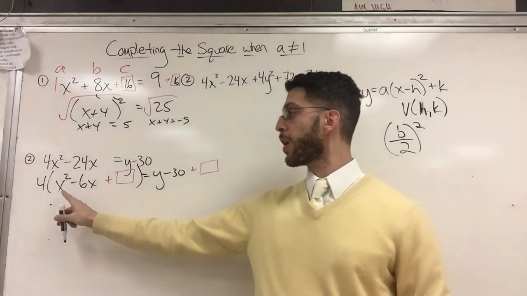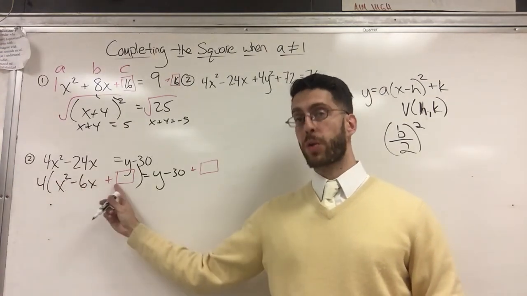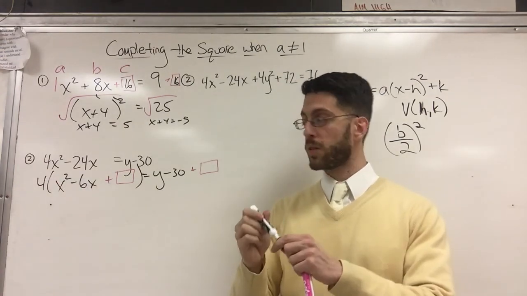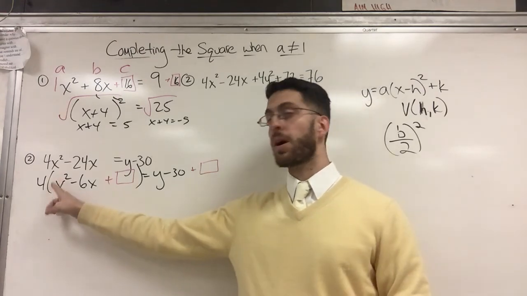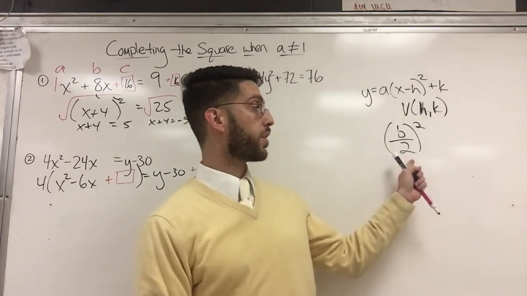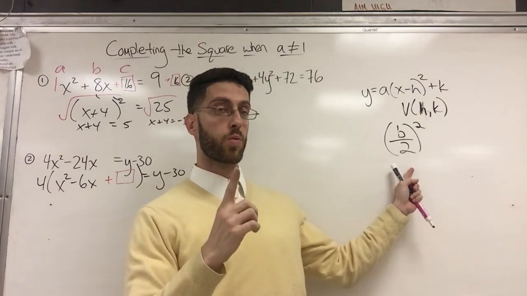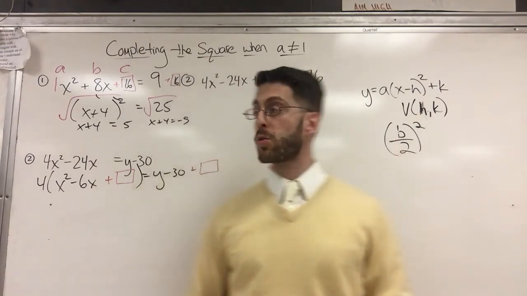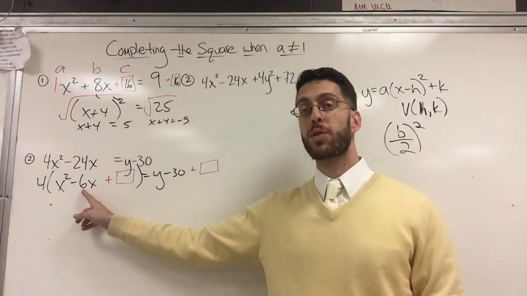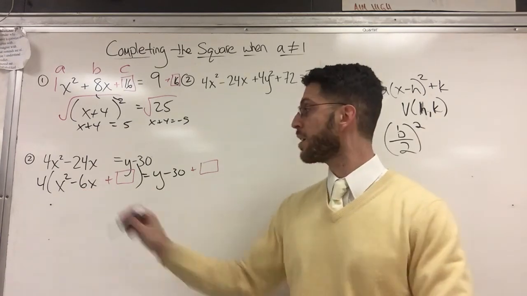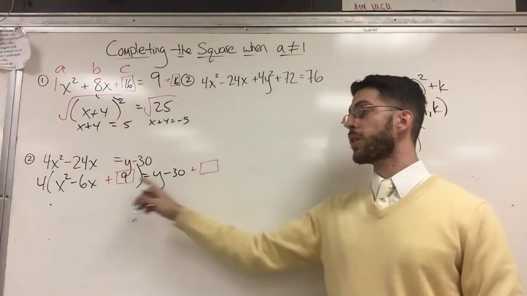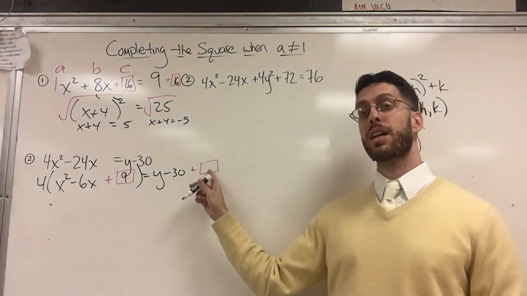Now what I'm about to create is a perfect square trinomial. It's easier now because I got my 1 here, so I can use this formula. This formula applies only when a is 1. So what's b divided by 2? Negative 6 divided by 2 is negative 3. Negative 3 squared is 9. So I add 9 here. And of course, whatever I do to one side, I do to the other side. So I'm going to add 9 here, right?